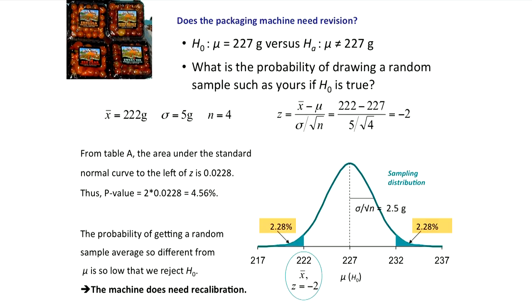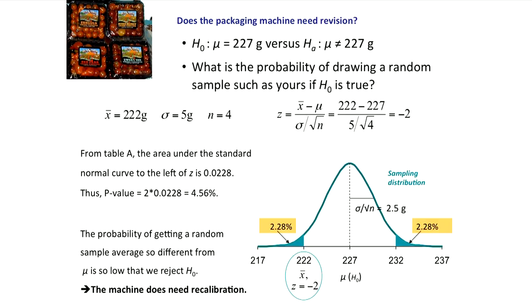To calculate the z-score, we take 222 minus 227, our hypothetical population mean, and divide it by 5 divided by the square root of 4. This gives us a z-score of negative 2. Now, if we go to Table A, which we've been using since week 2 of this course, and we look at the probability of getting a z-score less than negative 2, we find that probability is 0.0228.